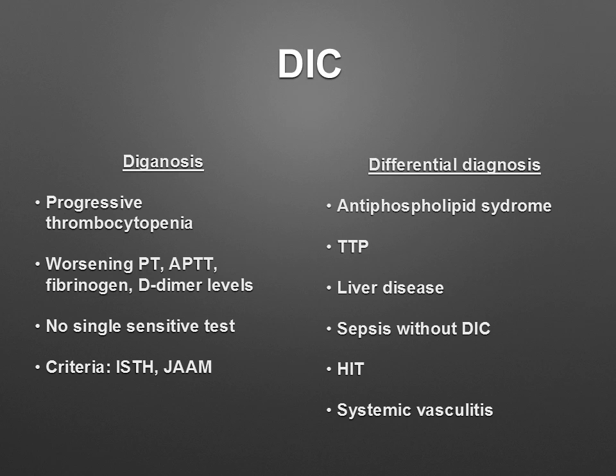The diagnosis should be considered in any patient who has progressive thrombocytopenia, particularly if you're seeing worsening prothrombin times, APTT, decreasing fibrinogen levels, or increasing D-dimer levels. You can look at various scoring systems, such as the one from the International Society of Thrombosis and Hemostasis, as well as the Japanese Association for Acute Medicine, and you can look those up to see what they mean. I think the bottom line is to make sure that you consider this if you're seeing progressive thrombocytopenia.